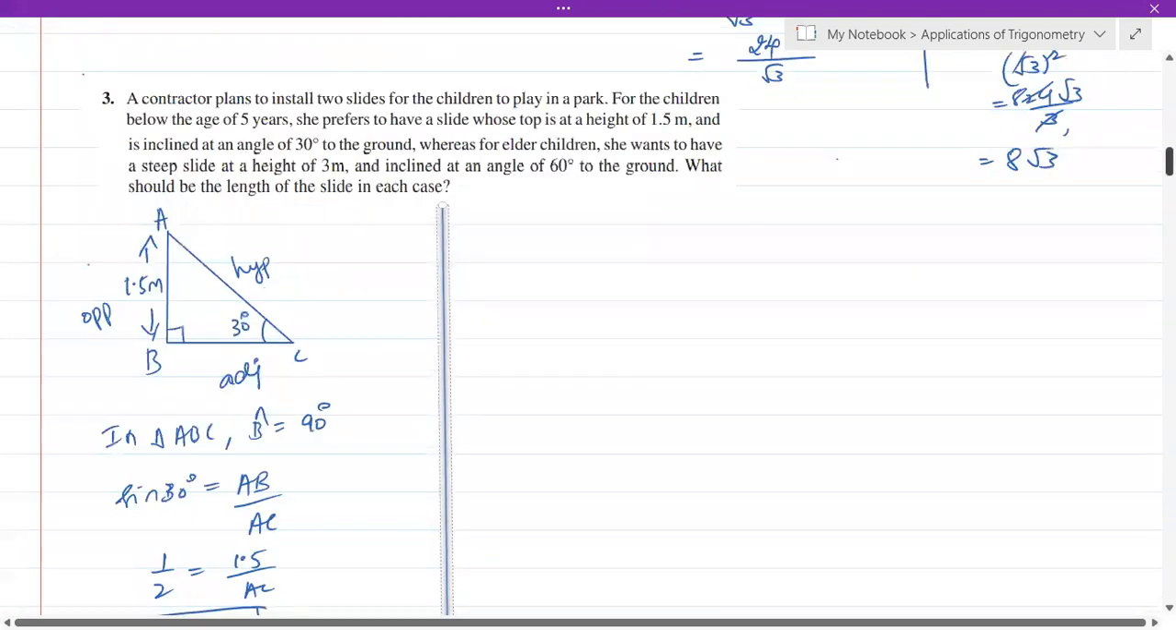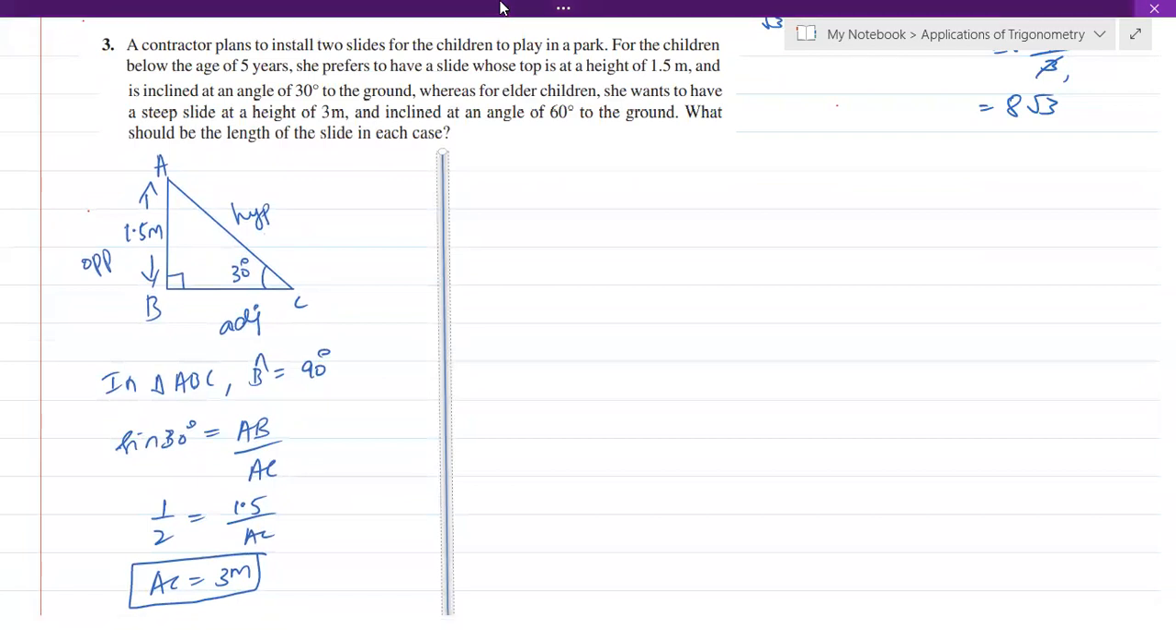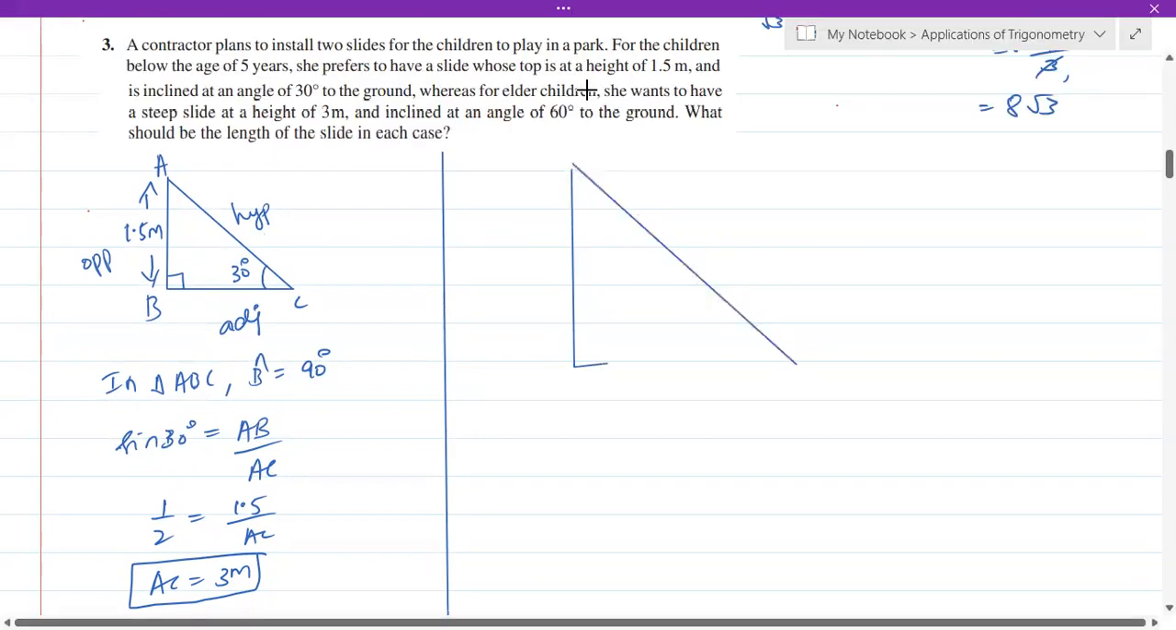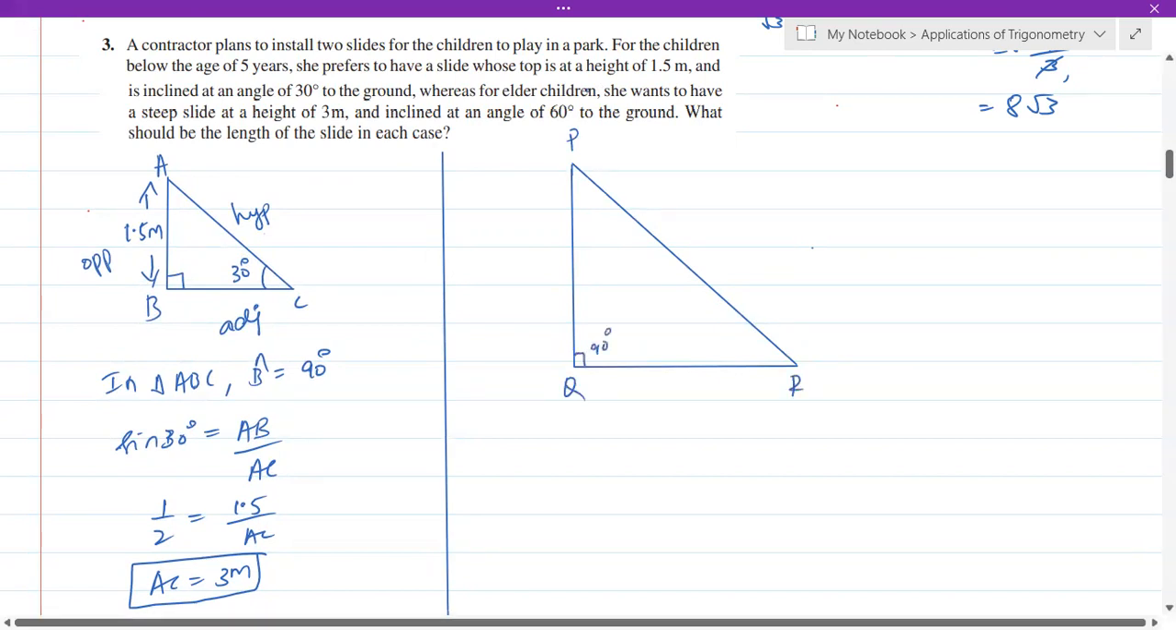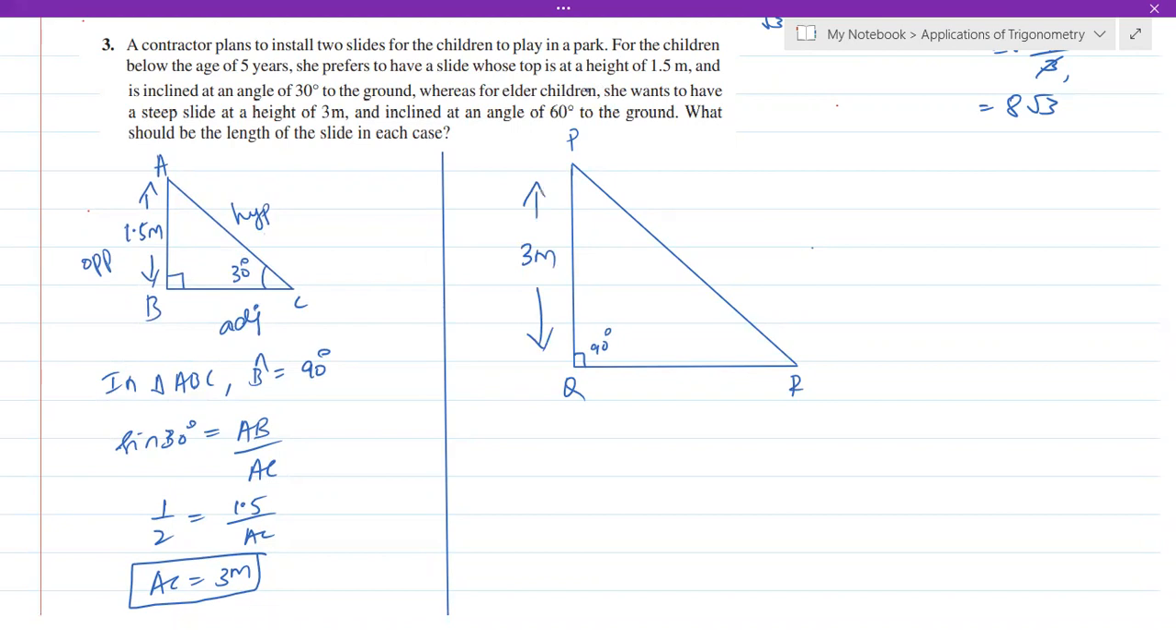For that, what we'll do is, according to the question, let's construct one more slide which is bigger in size, obviously, for bigger children. Let's say this is the slide. Let's say P Q R. Let's say this is 90 degree, and according to the question, the height of the slide is 3 meter. Again, we have to find the length. Here the angle made is 60 degrees. Again, we have to find this length.